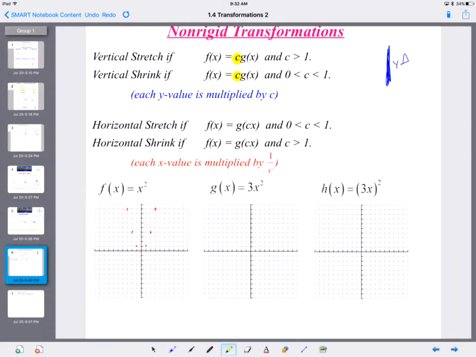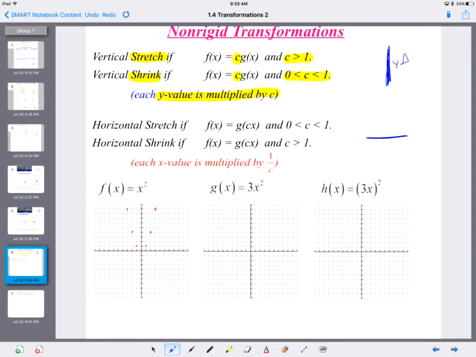So look where your multiplier is. The c is being multiplied by the g of x. So the c is being multiplied by the function. So each y value is multiplied by c. If it's greater than 1, then it's going to be a stretch. You're pulling it kind of farther away. If it's between 0 and 1, multiplying by a half, 2/3, things like that, well, then it's going to get smaller, so it's going to shrink when you multiply it by 1/2, 2/3, things that are less than 1, greater than 0. With horizontal, we're going this way.